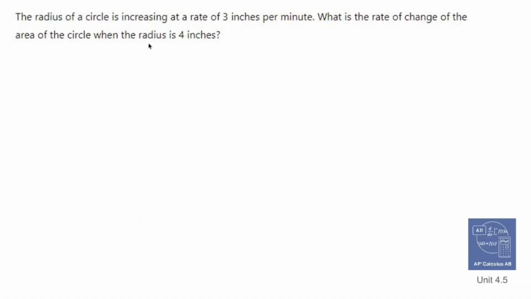The radius of a circle is increasing at a rate of 3 inches per minute. What is the rate of change of the area of the circle when the radius is 4 inches? All right, so let's write out our formula for the area of a circle. A equals pi r squared.